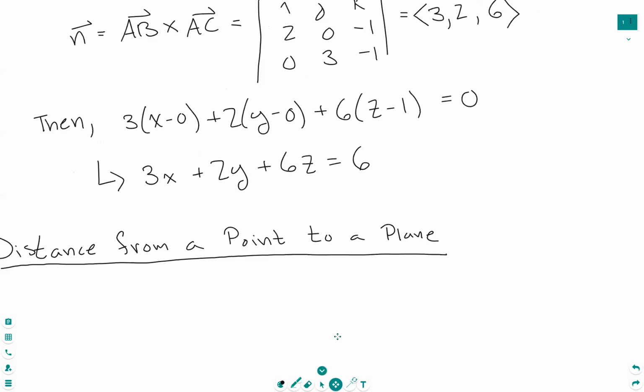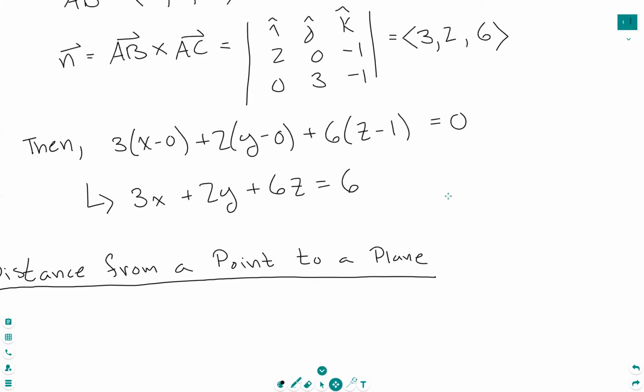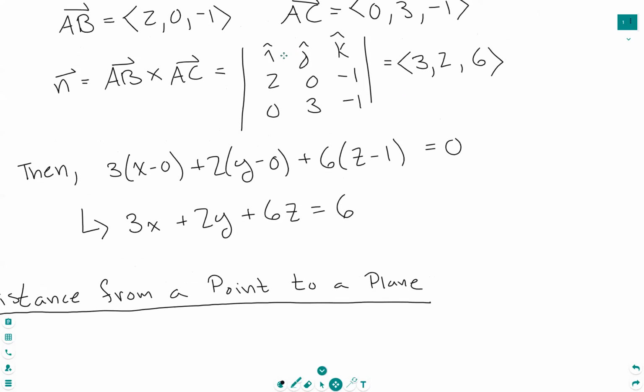Oh, we have a question. Why is the x component 3? The x component is 3 in the cross product because we're taking the determinant of this lower block here, which is 0 times -1 minus 1 times 3. So we'll just have a 3 there.